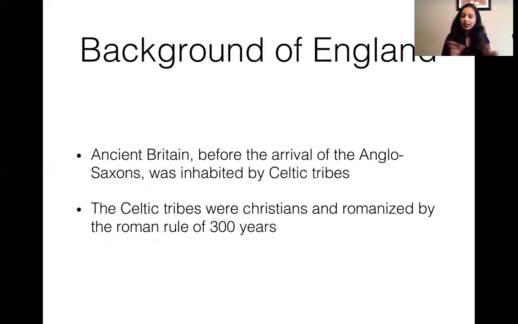So when you look at the history of England, England was invaded by the Celtic tribes, and these tribes were Christians, and they were in England prior to the arrival of the Germanic tribes in AD 400 and AD 500, and they were also Romanized by the Roman rule. So there was quite an influence of Roman Catholicism and Christianity at the time that the Anglo-Saxons arrived. And the Anglo-Saxons, who are the Anglo-Saxons?